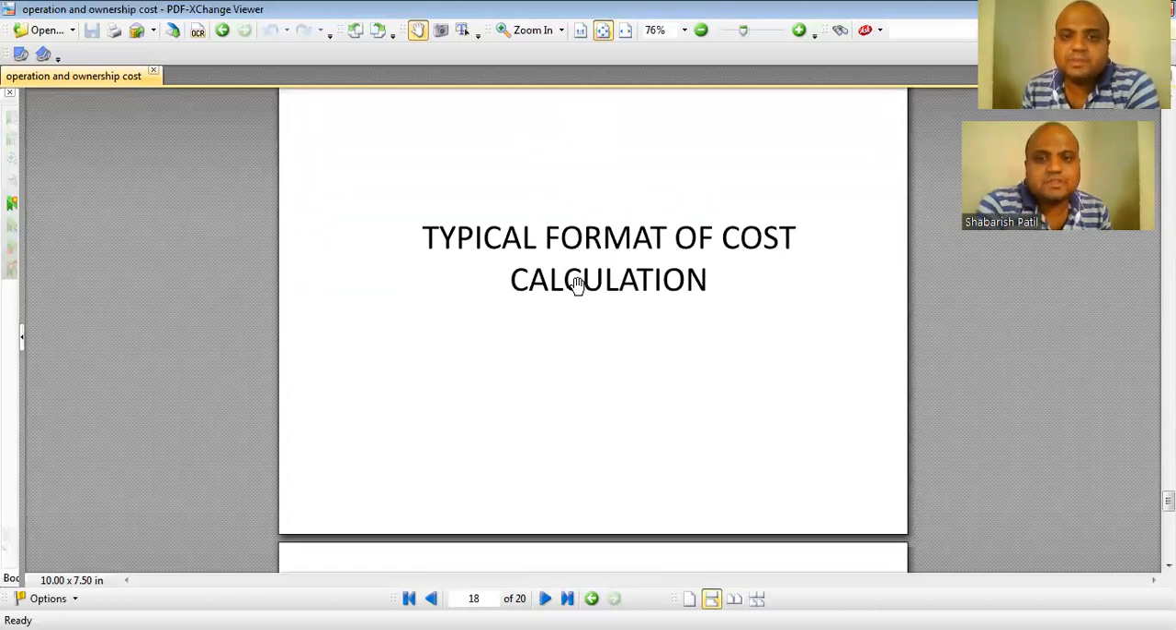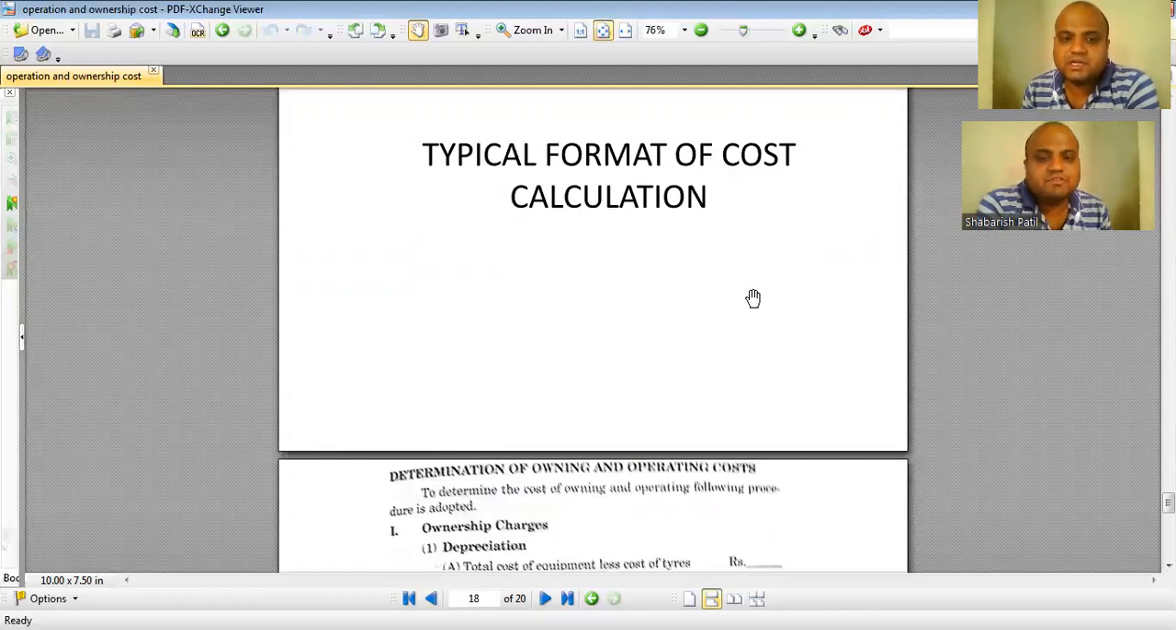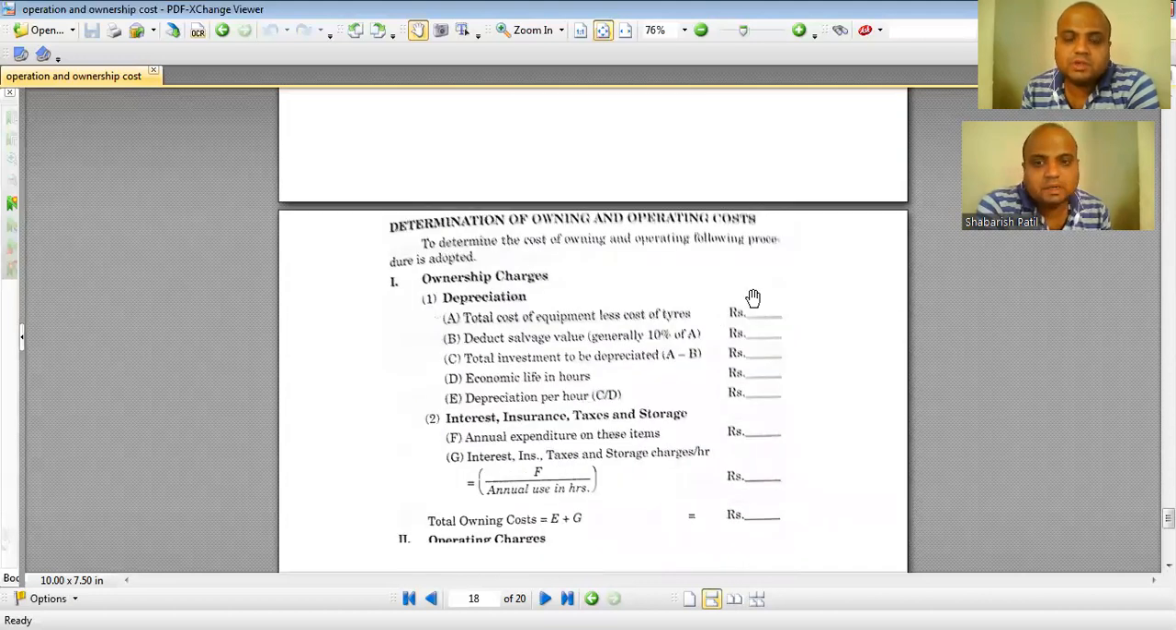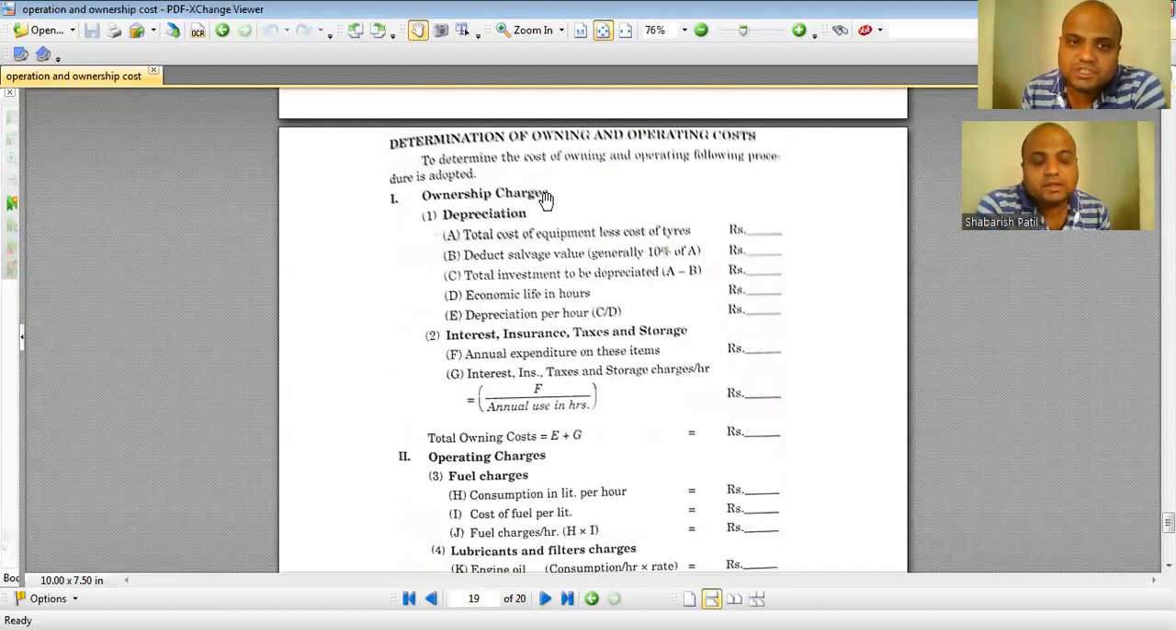Now we'll look into a typical format of this cost calculation chart. So how to calculate this cost? First is ownership cost. Under it, depreciation. Total cost of the equipment, we have to make a list of it. Total cost of the equipment less cost of the tire. Then deduct salvage value. Salvage value is the present value of that equipment, please remember. Then the total investment to be depreciated is A minus B, economic life in hours of that particular equipment, and then depreciation per hour, C by D.